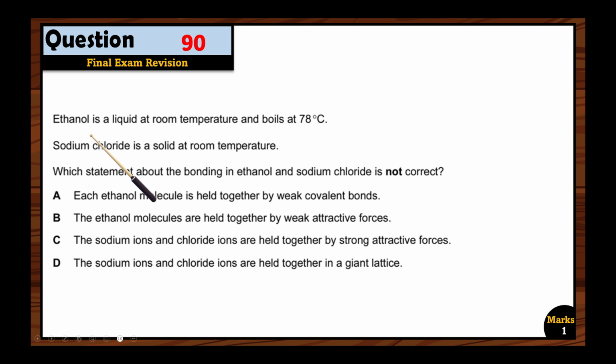Question number 90. Ethanol is a liquid at room temperature and boils at 78 degrees Celsius. Sodium chloride is solid at room temperature. Ethanol is made up of carbon and hydrogen, of course, so it's a simple covalent compound. Sodium chloride is an ionic compound, right? Which statement about the bonding in ethanol and sodium chloride is not correct? Now we have to find the one which is not correct. Each ethanol molecule is held together by weak covalent bonds.